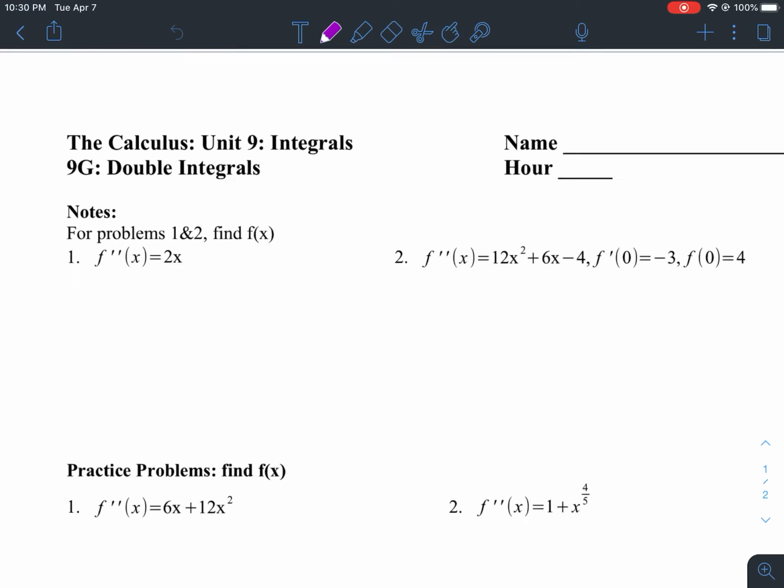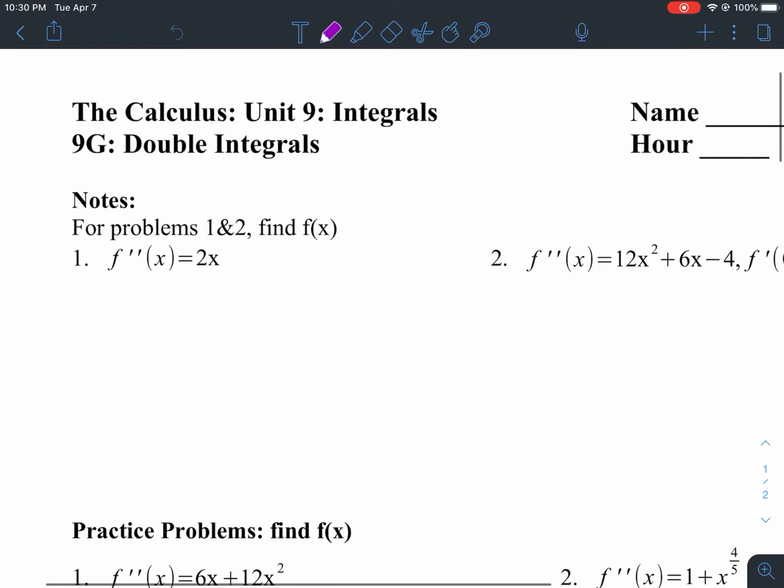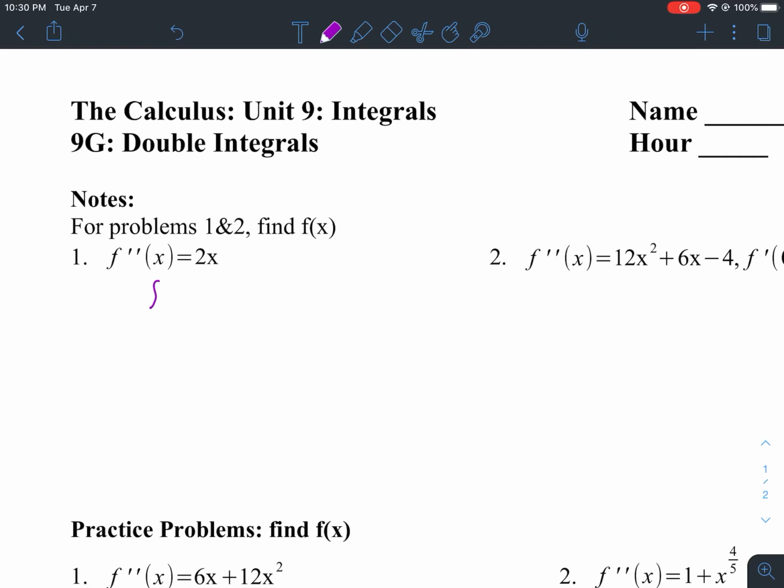All right, for problems 1 and 2, find f of x. f double prime of x equals 2x. So that would be the second derivative is 2x. We want to find the function. If we know the second derivative and we want to find the function, we would have to find the antiderivative of 2x with respect to x. And then once we find that, we would have to find the antiderivative again.